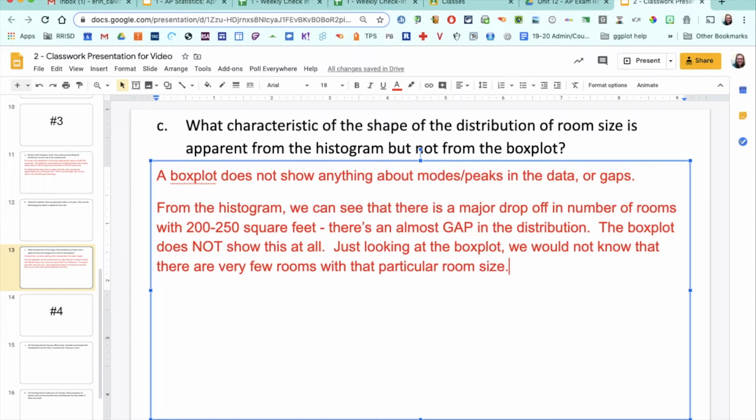And there we go. So the histogram, we can see that major drop off in rooms with that 200 to 250 square feet size. The box plot does not show this at all. So that is part C.